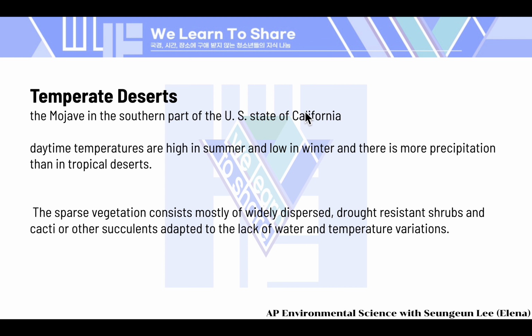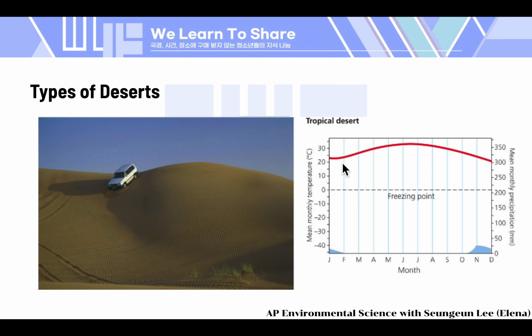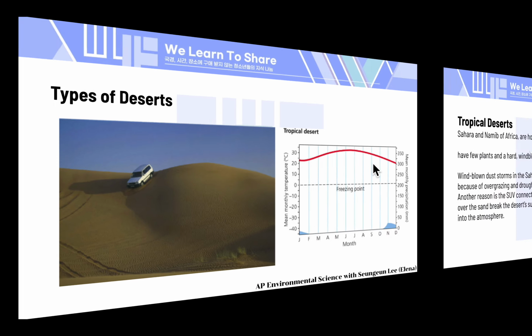These deserts experience higher precipitation than the tropical ones I mentioned before, and you can see that daytime temperatures are high in summer and low in winter. So it's kind of curved, but compared to that you can see how the general temperature of tropical deserts just remains really high.